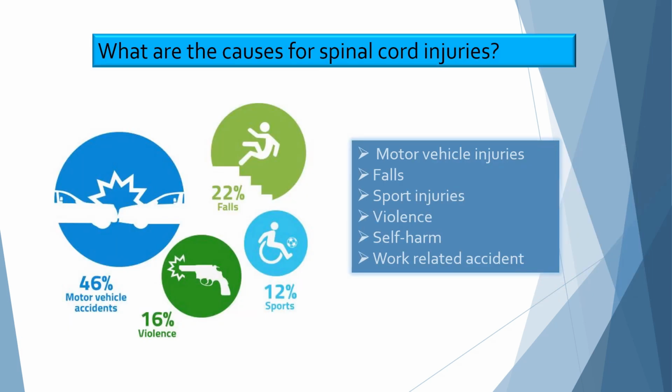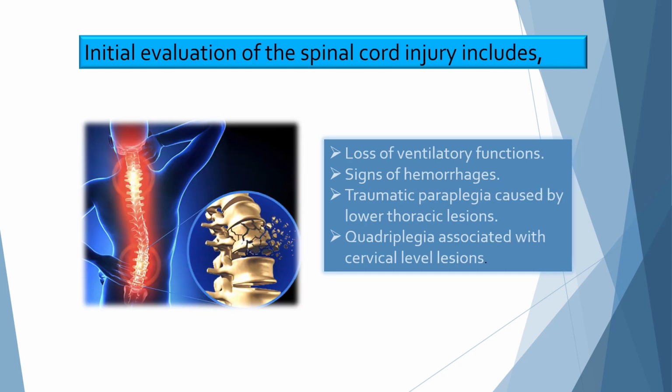What are the causes for spinal cord injuries? Motor vehicle injuries, falls, sport injuries, violence, self-harm, work-related accidents. Initial evaluation of the spinal cord injury includes loss of ventilatory functions, signs of hemorrhages, traumatic paraplegia caused by lower thoracic lesions, quadriplegia associated with cervical level lesions.